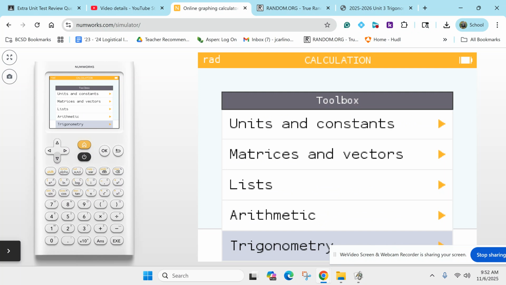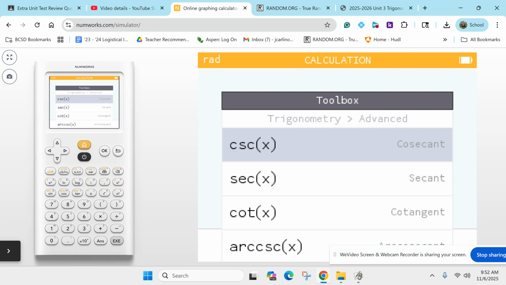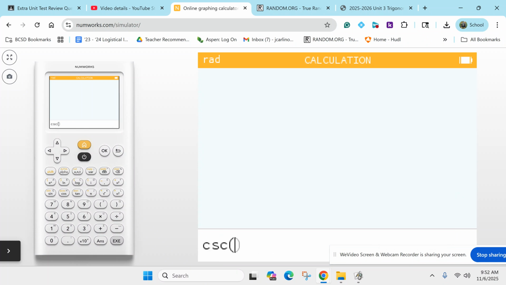Everyone on your main menu? We've got to go to trigonometry. It's down a little ways. Go to trigonometry, Enter. You want advanced. And look at that, there's where they are. So what was the first one we're doing? Cosecant, CSC, yep. And then you type in 63.